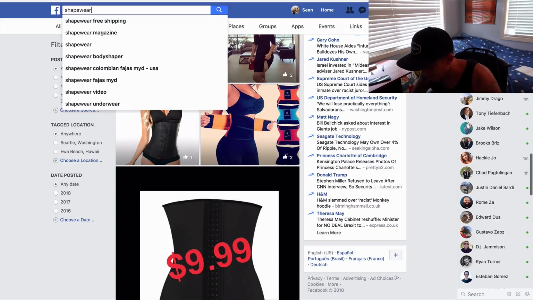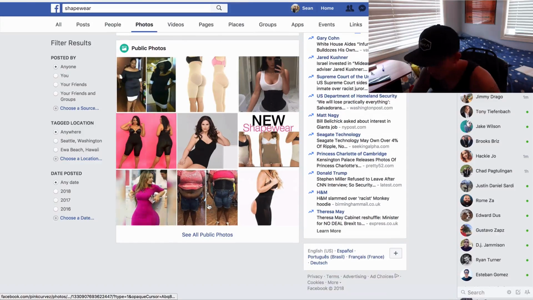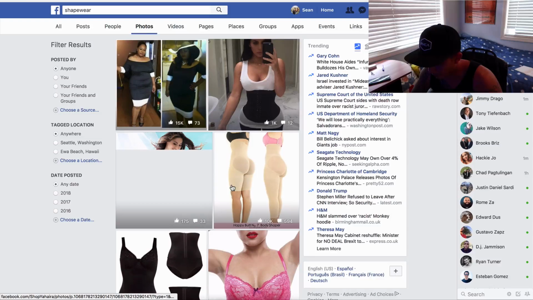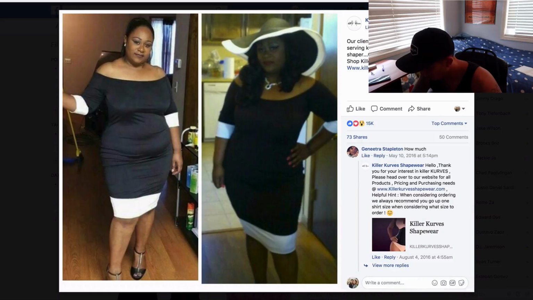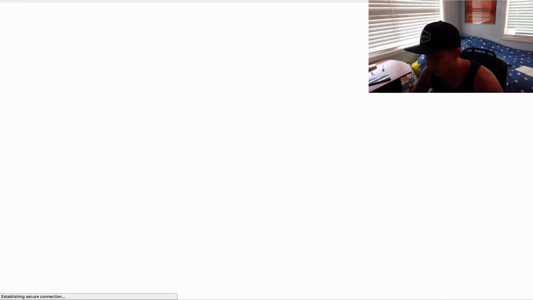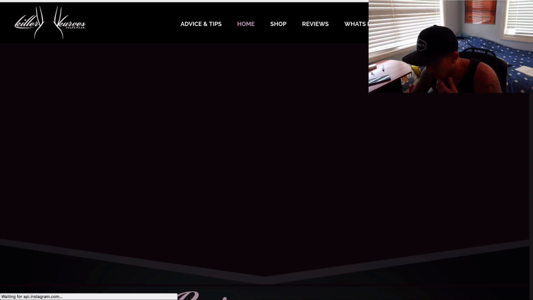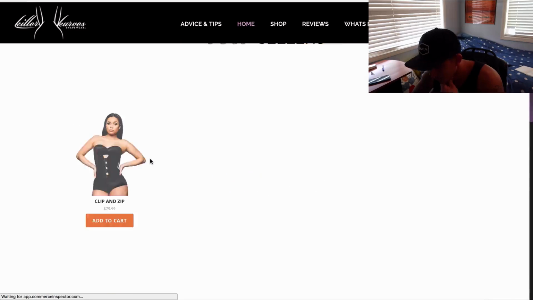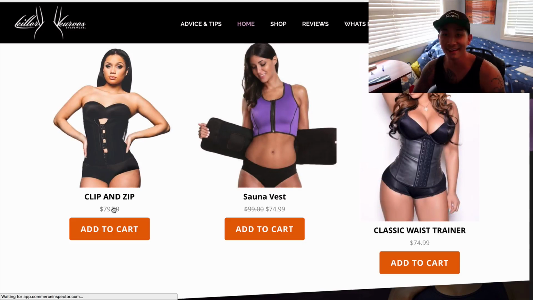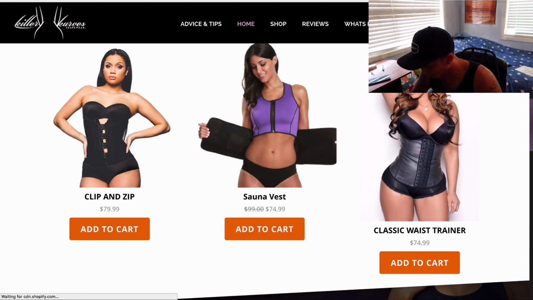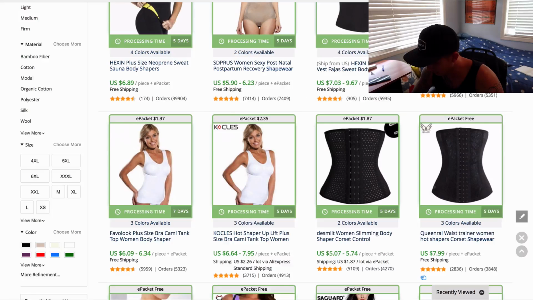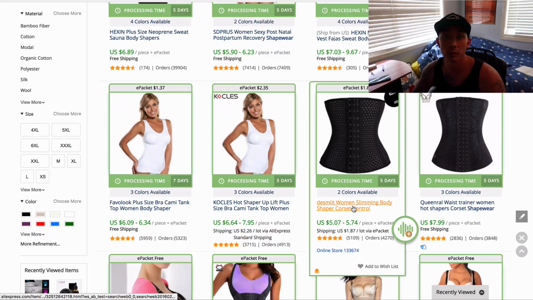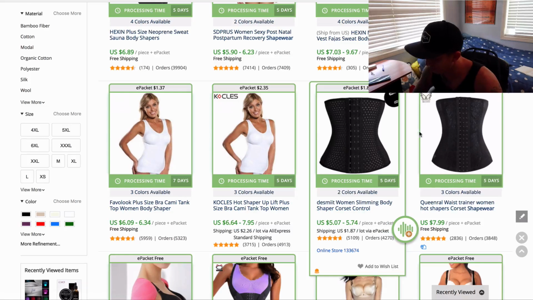shapewear. Okay, right here, 15,000, total body shaper, killercurveshaper.com. Let's see what they're selling it for. Oh, right here, $80, okay? So I'm not saying all their products are from AliExpress, but look at this. This little corset here, doesn't it look similar to something like this, right? And look what they're selling for, $6, $7. So massive, massive margins there.